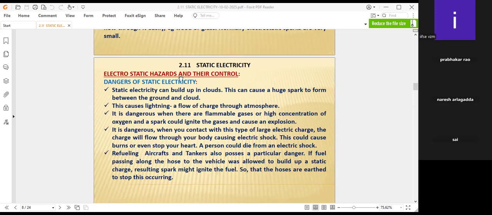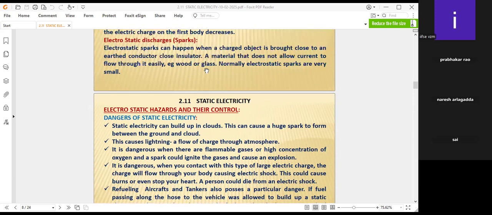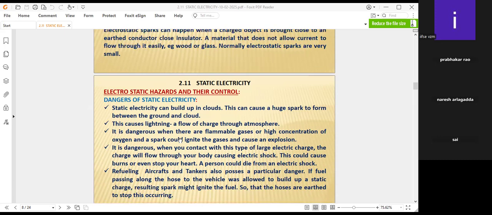The electrostatic hazards and their controls. While electrons are transferring, if lightning arresters are not there, or earthing is not proper during the electrostatic transfer of charges, definitely some hazards are there. Hazards carry many risks, so we have to control them. How to control? First, the dangers of electricity.